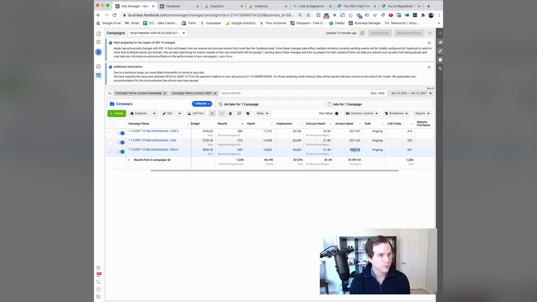So 956 divided by 320 is roughly $2.99 per opt-in, while Facebook thinks it's less than half of that. So, okay, good to know. But again, even at $3 a lead, I'd still scale this up.